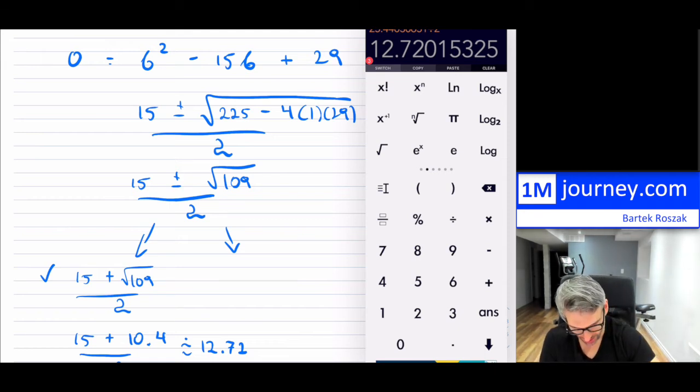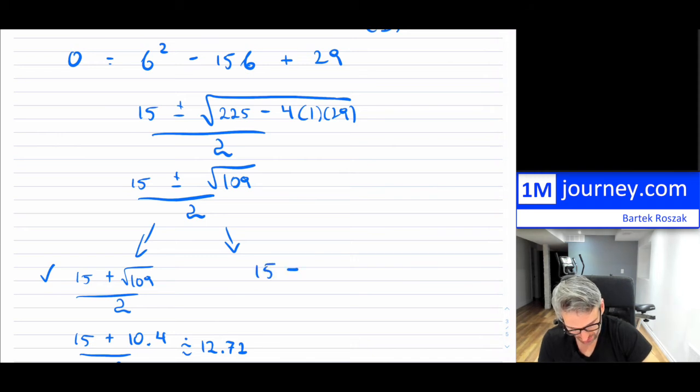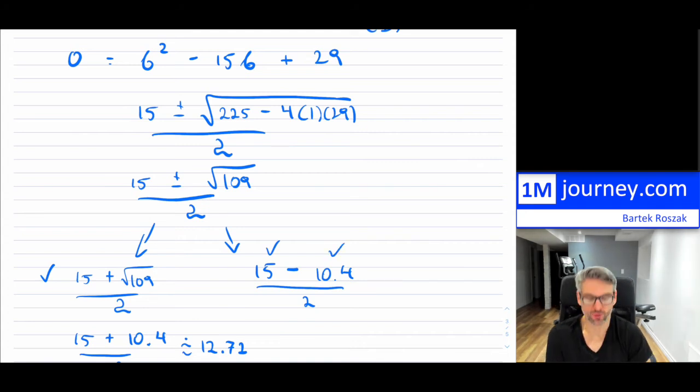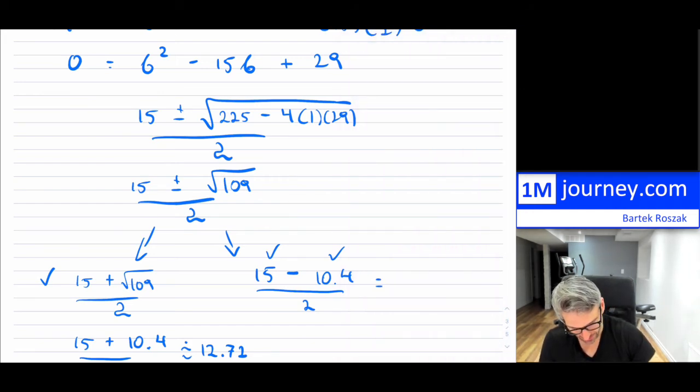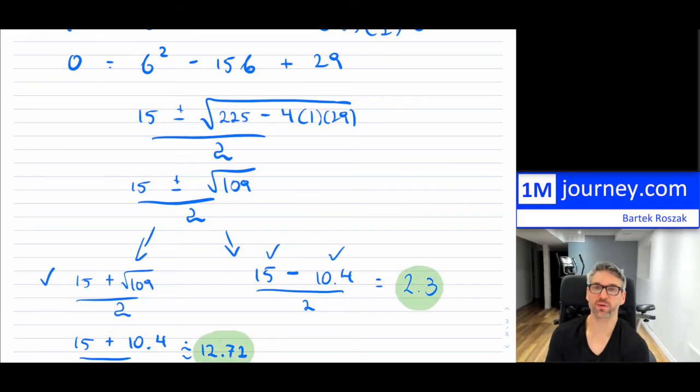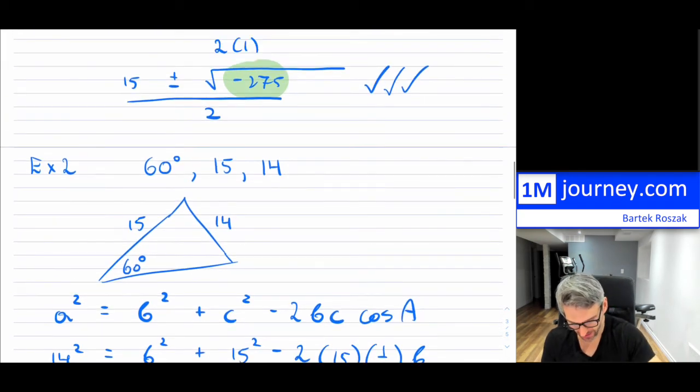Now, the other solution to the quadratic is 15 minus the square root of 109, which is approximately 10.4, divided by 2. And 15 minus 10.4 is still positive. So this is going to give us two solutions here. We're going to have 15 minus 10.4 approximately, and then divided by 2, which is around 2.3. So notice I have two solutions to my quadratic if my side right here is 14.